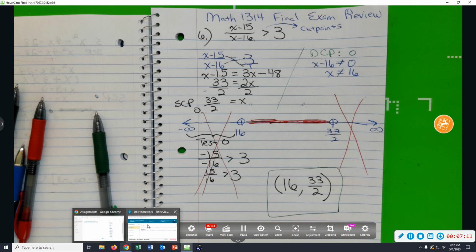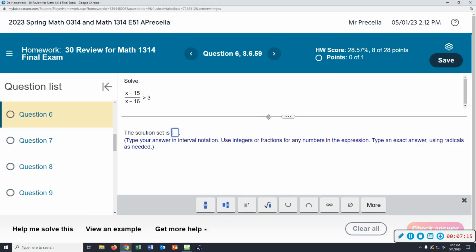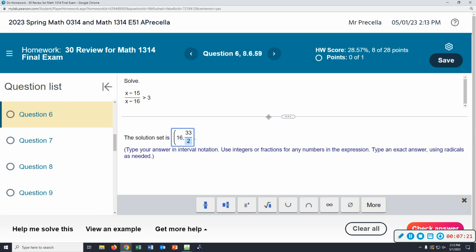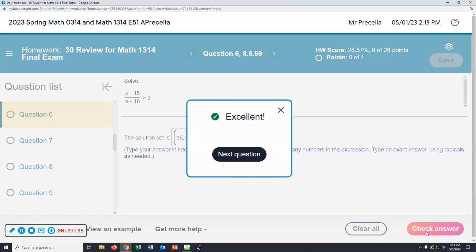So we come over here, an open interval, so I type the parenthesis, 16, comma, 33 halves. Get out of the denominator before you type your other parenthesis. Move this way over here and say, check my answer. Any questions there?